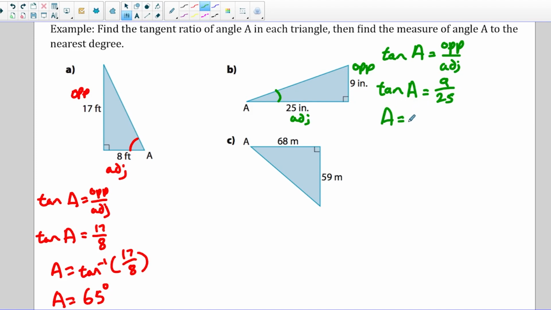We're going to take the inverse tangent of both sides, and we'll end up with the inverse tangent of 9 over 25 is going to give us our measure of angle A. So once again, on your calculator, we're going to punch in the inverse tangent of 9 over 25, and we end up with roughly 19.79, which is 20 degrees once we've rounded it to the nearest whole number.